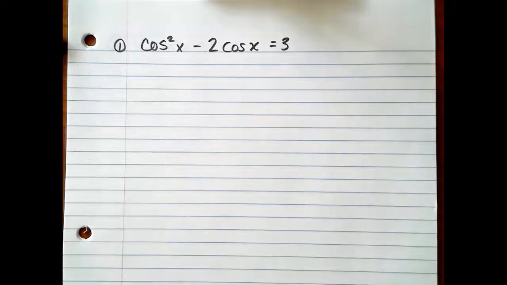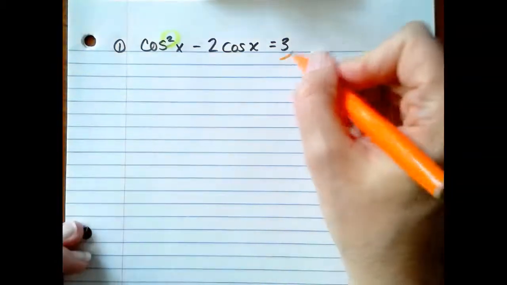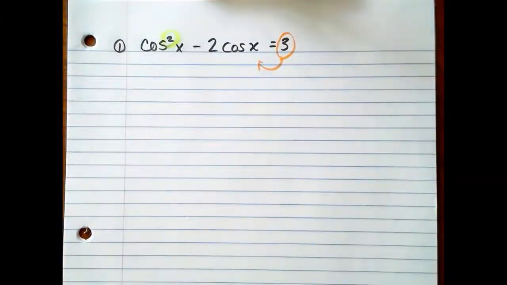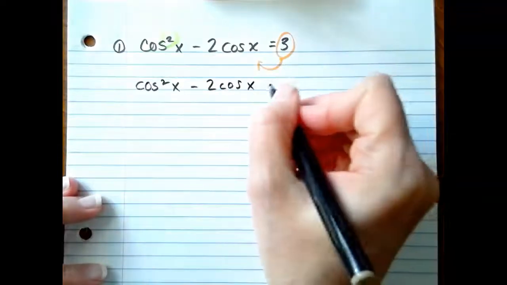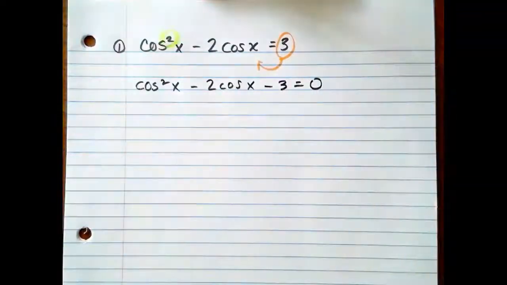Number one, cosine squared x minus 2 cosine x equals 3. The first thing I see here is that this equation is quadratic. So we want to treat it as a quadratic, which means we want to set it equal to 0. To set it equal to 0, we will move the 3 from the right over to the left. So cosine squared x minus 2 cosine x minus 3 equals 0. This sets us up to factor.